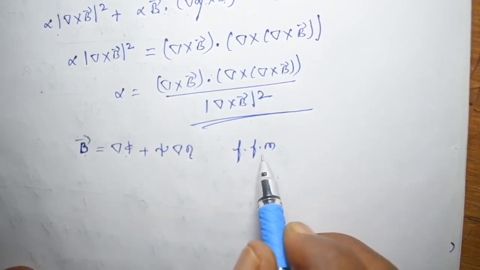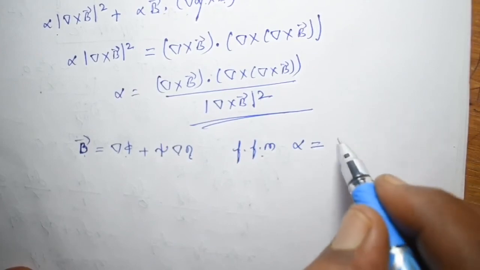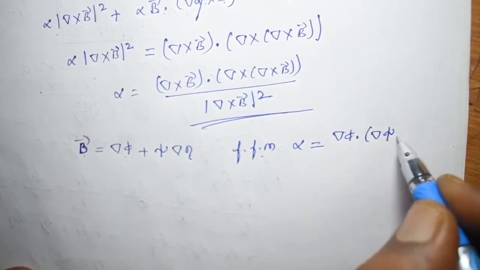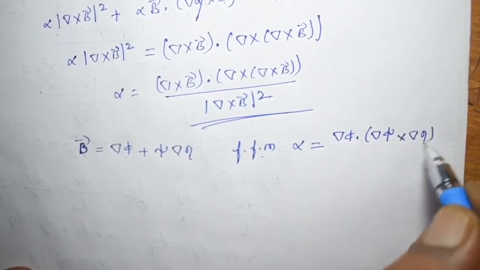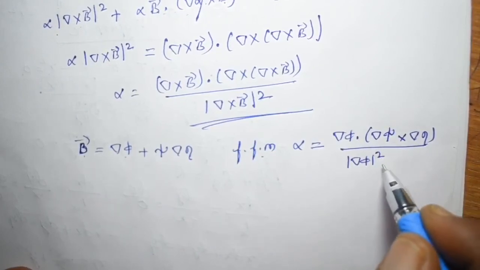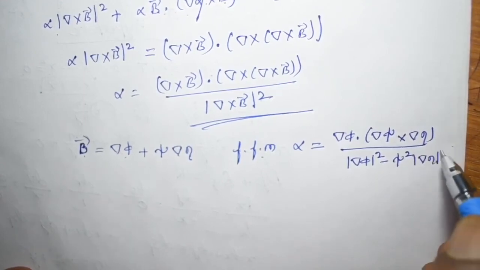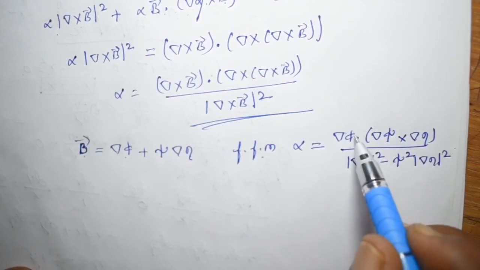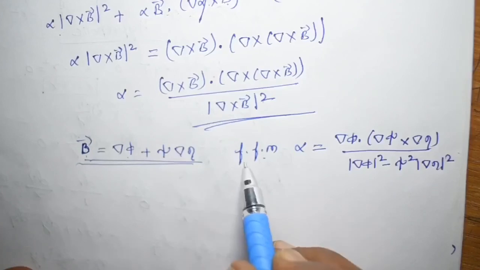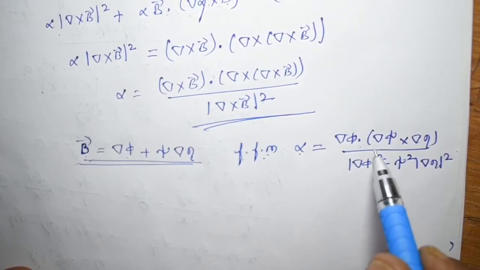This B is a force free magnetic field. Then we have to prove alpha is given by gradient of phi dot gradient of chi cross gradient of eta, divided by modulus of gradient of phi whole square minus chi square into modulus of gradient of eta whole square. So if the magnetic field B is defined like this, and it is a force free magnetic field, then you have to prove alpha is given in this form.